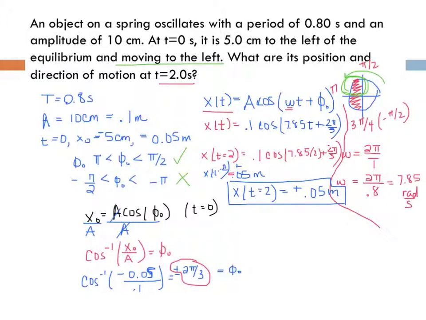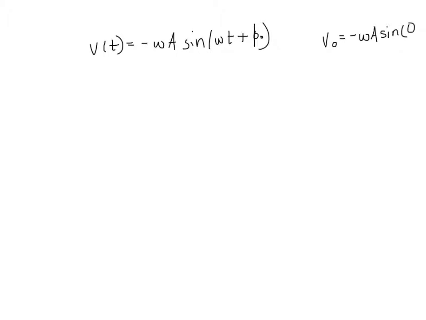But we also want to know the direction that we're moving in. So for that, we can look at our velocity function. If we're trying to solve for our velocity at t is equal to 2 seconds, it's not necessary to solve for the initial velocity, because we can also substitute. So let's write this out. We know that our equation for velocity is negative omega times A times the sine of omega t plus phi naught. And if we wanted to solve for the initial velocity, then we can use this function instead. But again, it's not absolutely necessary, because we can use the information that we already solved for.